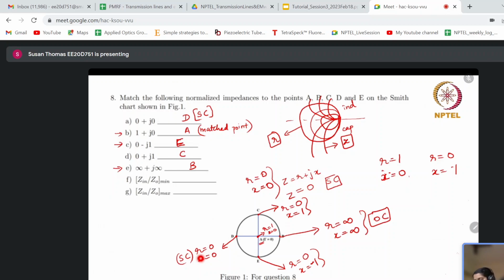Now moving on to F. Where is F located? Zin by Z0 minimum, that is minimum input impedance. So minimum input impedance is at the position D. And where is maximum input impedance? That will be at the position B.